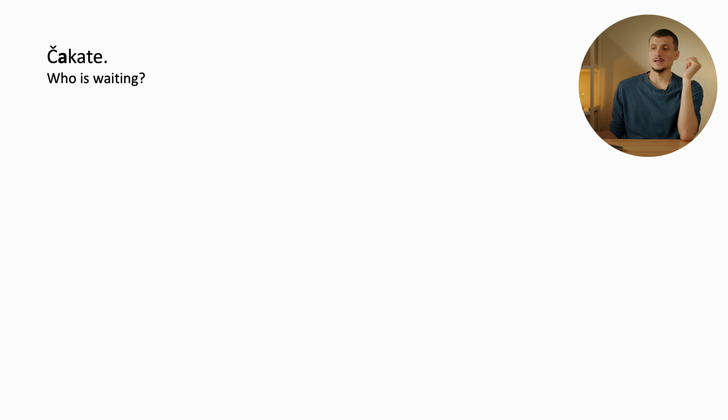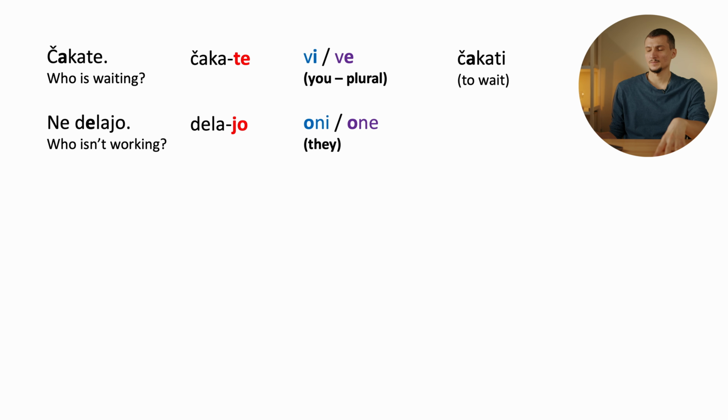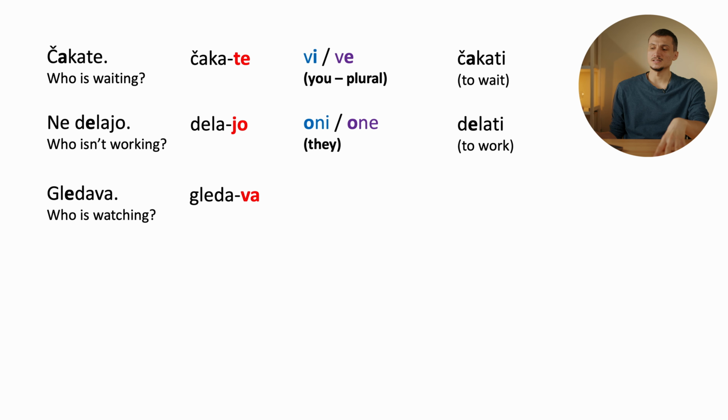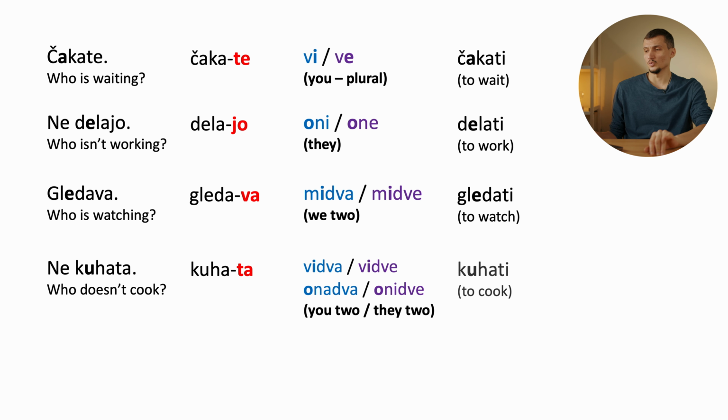Čakate, who is waiting? Te can only be čakate, you plural. Vi, ve. Čakati. Ne delajo, jo is they. Delati. Gledava, va is the two of us, we two. Gledati. Kuhata, we have ta, it's always ambiguous. It can be you two or they two. So ne kuhata literally means you two don't cook or are not cooking, both. Or the two of them, they two don't cook or are not cooking. You two, they two, kuhati.